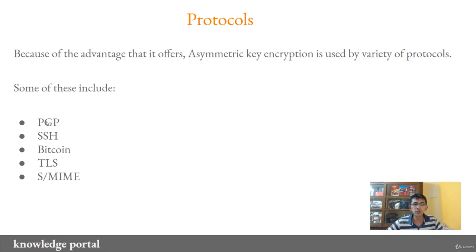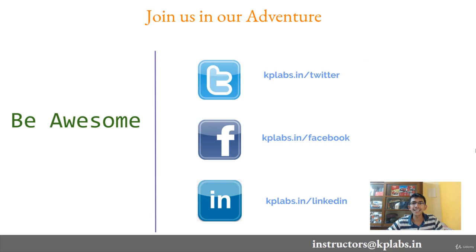Because of the advantages that it offers, asymmetric key encryption is used by a variety of protocols. Some of these protocols are PGP, SSH, Bitcoin, and even TLS. The SSL websites that you might see with a green bar, TLS also extensively makes use of asymmetric key encryption. You also have S/MIME which uses this. So these are some of the protocols which extensively use asymmetric key encryption. Again, this is just a small list. There are a lot of others as well. So that's the high level overview.